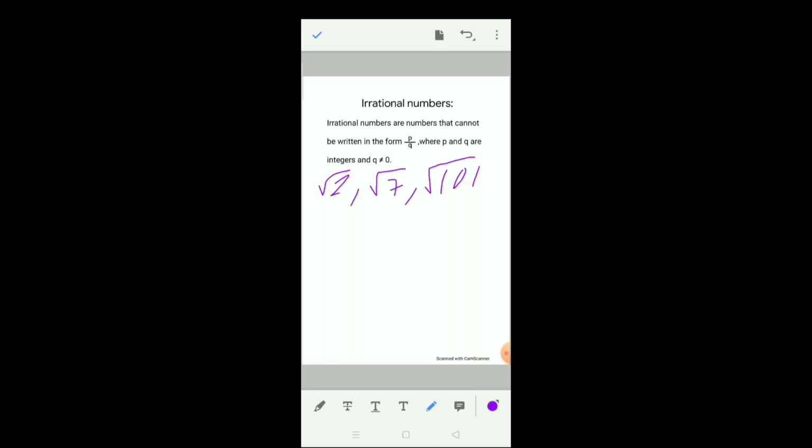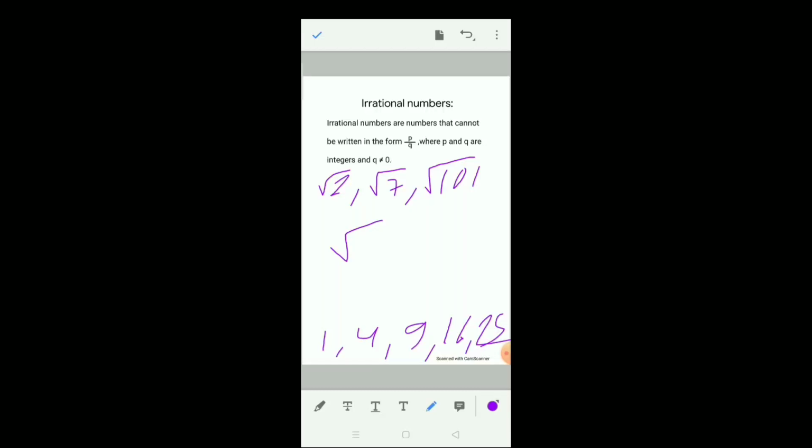So numbers which are written inside the square roots are the examples of irrational numbers, except the perfect square numbers. So what are perfect square numbers? Perfect square numbers are like 1, 4, 9, 16, 25.